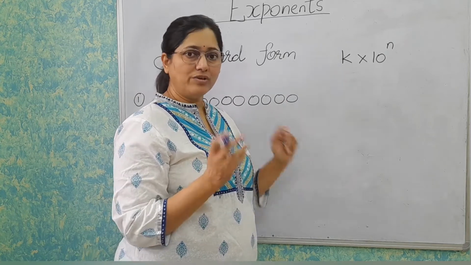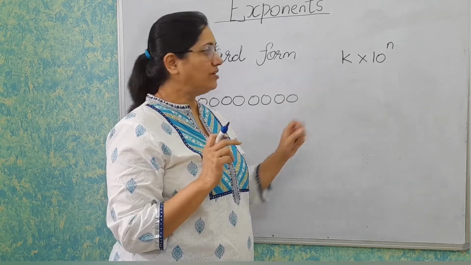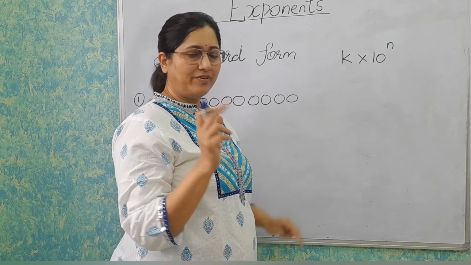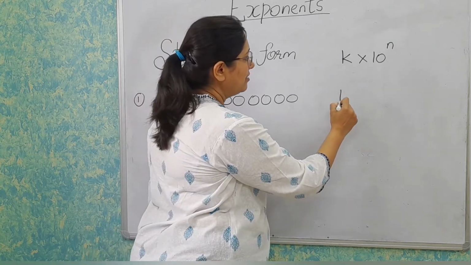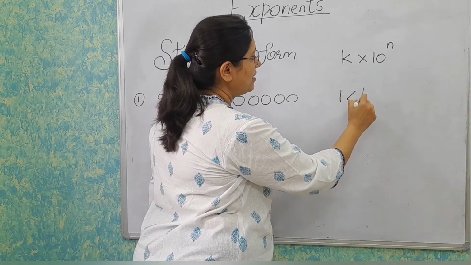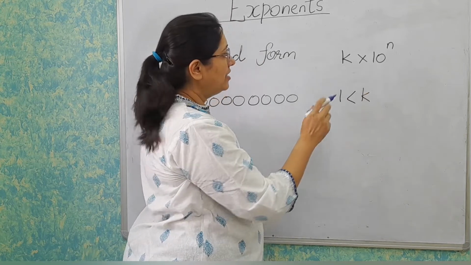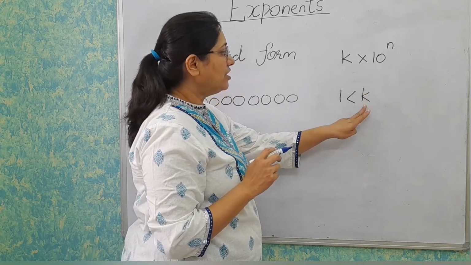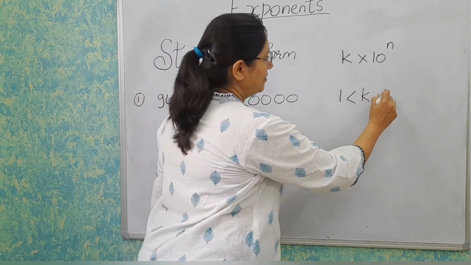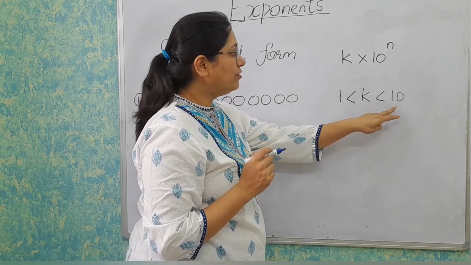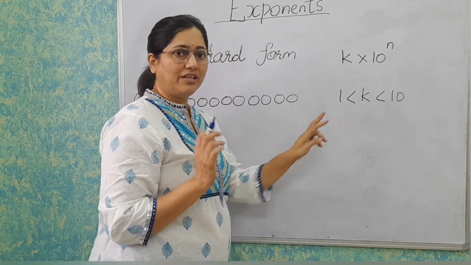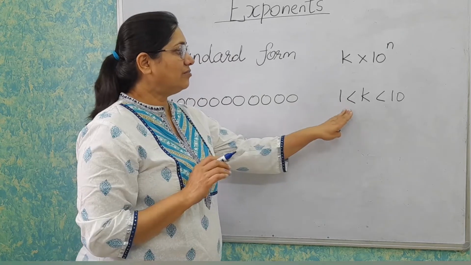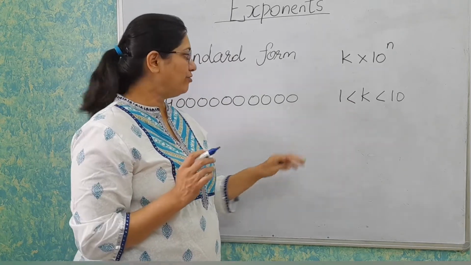But there are two conditions to be followed. First one, k should be greater than 1. So I can write 1 should be less and k should be greater. And the second condition, k should be less than 10. If I fulfill these two conditions, then only I can say that the number is expressed in standard form.